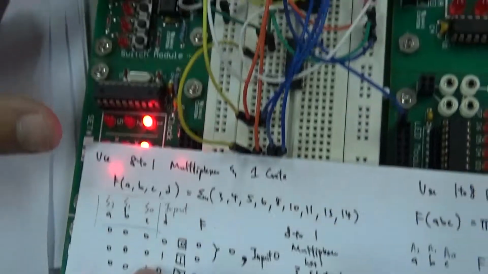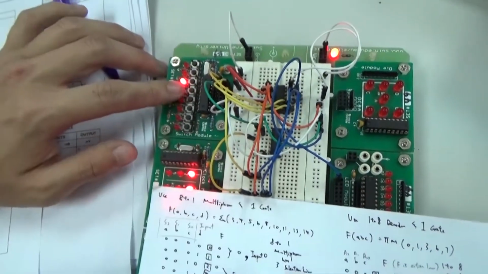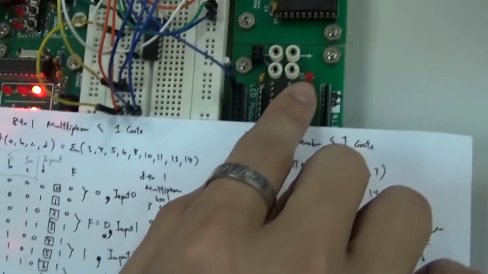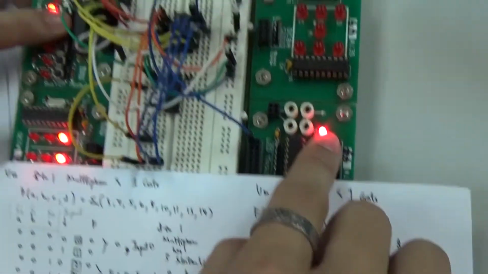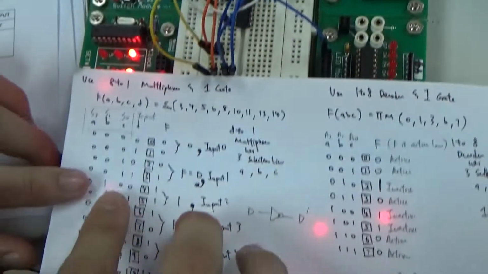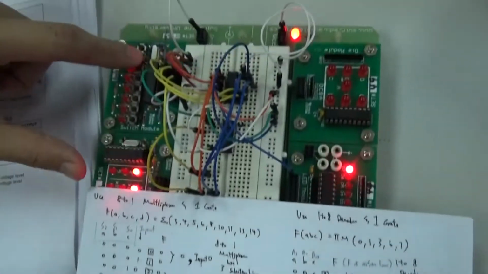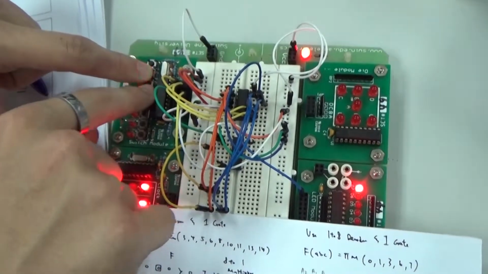So when we select 0, 0, 1, if the D is nothing, the output will be nothing. If it's 1, the output will light up. And then the third one is 0, 1, 0. It doesn't matter because the output is 1. So for 0, 1, 0, it doesn't matter what your D is, the output is still 1.